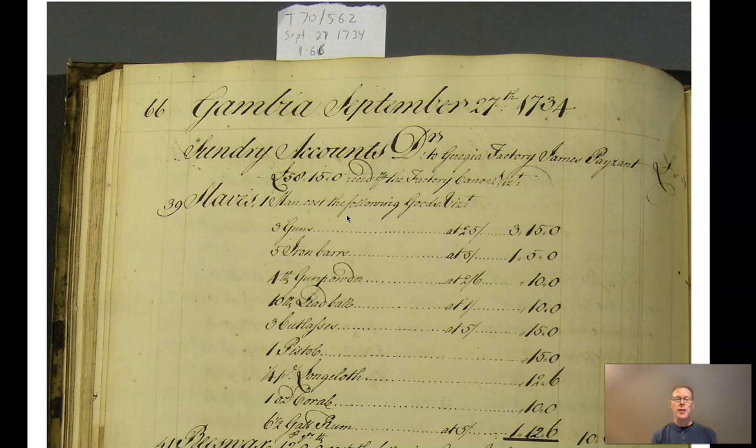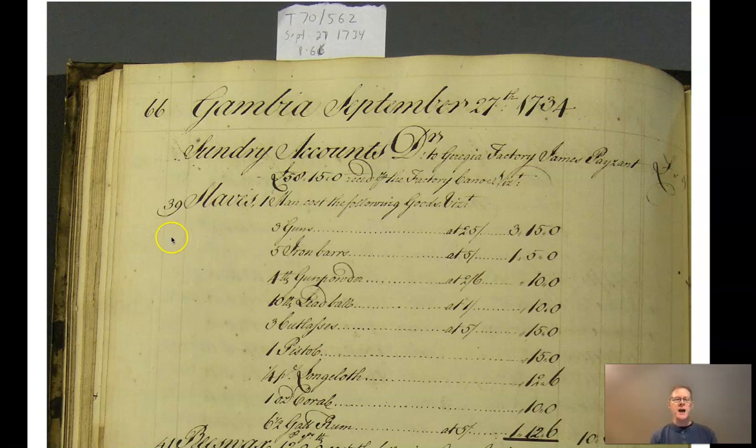Right? 3 guns, 5 iron bars, 4 pounds of gunpowder, 10 pounds of lead balls, that's ammunition for the guns, 3 cutlasses, which are a type of sword, 1 pistol, 1/4 piece of long cloth, which is what it says, cloth is long, 1 ounce of coral, and 6.5 gallons of rum. Okay.